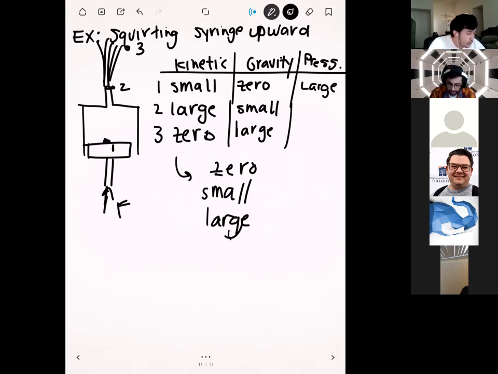And so point 2 and point 3, they're actually going to be the same pressure. Because point 2 and point 3 are exposed to atmospheric pressure, we can say that the pressure forces are going to be 0 over here.